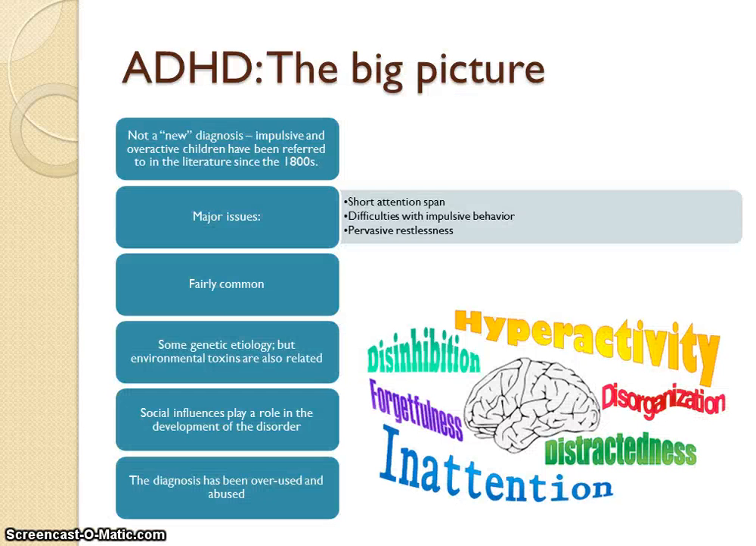Disruptive behaviors have long been discussed and classified under the heading of attention deficit and hyperactivity disorder. As you all know, the main issues for individuals with this disorder include short attention spans, difficulties with impulsive behavior, and pervasive restlessness. This is a fairly common presentation. There's some evidence of heritability with ADHD, but there's also evidence that environmental toxins may be related. We know that social factors influence the manifestation of ADHD.